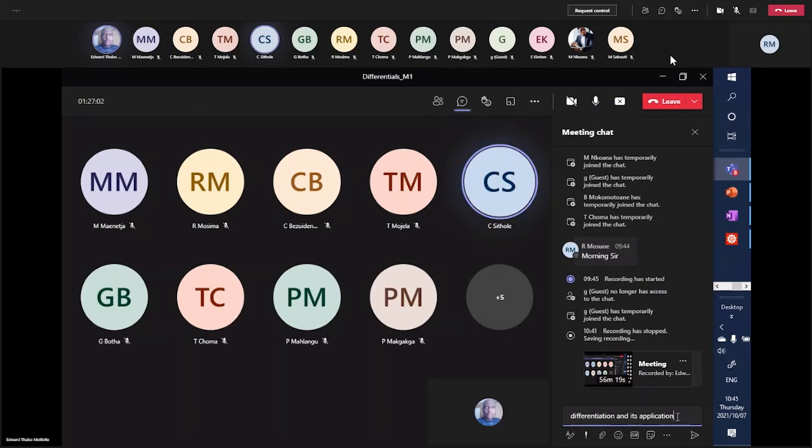Okay, sir. Thank you so much, sir. Because it's a lot, you can't write a test of 70 marks. There must be a difference between major test and class test in terms of marks.